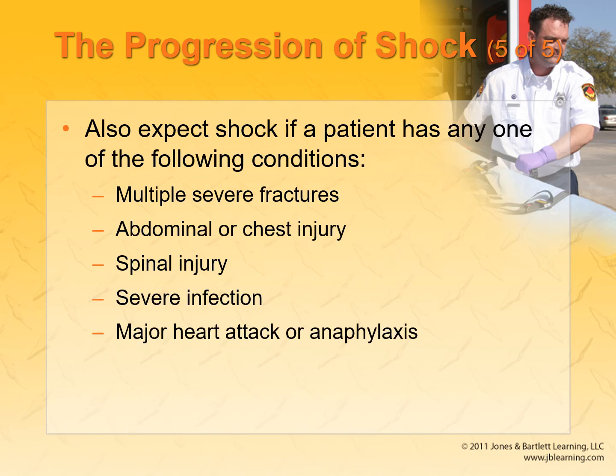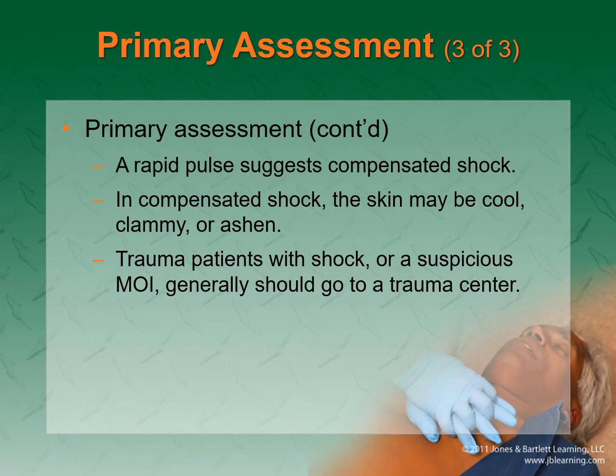All right, so like I said before, you want to suspect shock in a lot of patients, but specifically these patients here. You can think about shock when you encounter these patients. So multiple fractures, they bleed a lot. Abdominal and chest injuries, same thing, they bleed a lot. Or you could have air or blood in the chest, and that's causing that obstructive shock. Spinal cord injury, we talked about that. Severe infection, septic shock, or a major heart attack would be considered cardiogenic shock, or anaphylaxis, that'll be a reaction.